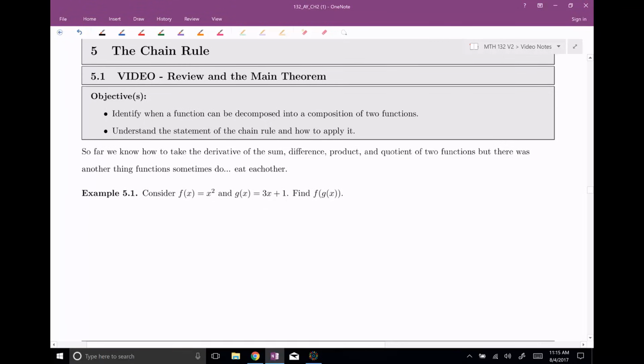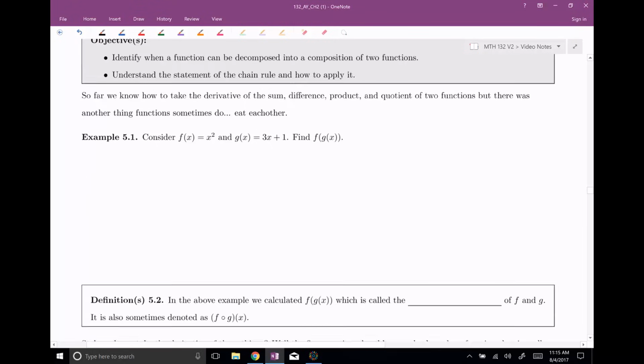So, first of all, functions can do a lot of things. They can sum together, you can take the difference between the two, you can product them together, you can take the quotient, or divide the two. But there's another thing that functions like to do that numbers really don't do, and that's eat each other. So you can take one function and put it inside of another function, and this is what was called a composition.